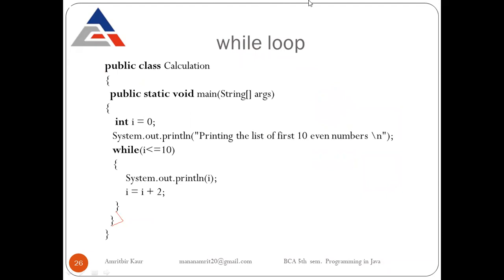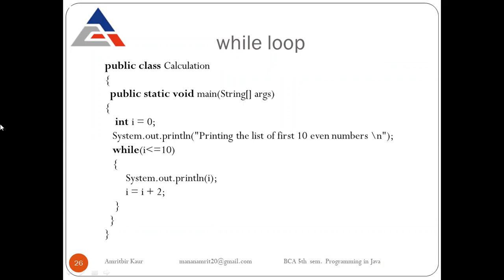If it is true, then it will enter into the body of the loop statement. So let us discuss the while loop with the help of an example. In the main function, firstly we declare and initialize a variable i equals 0. So we want to print 10 even numbers. Firstly it will check the condition i is less than or equal to 10. If the condition is true, control will enter into the body of the loop.